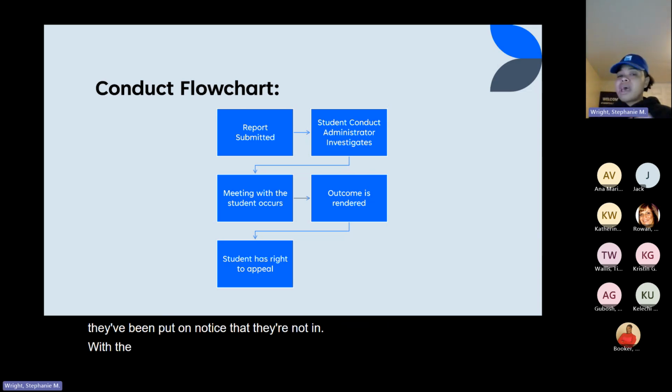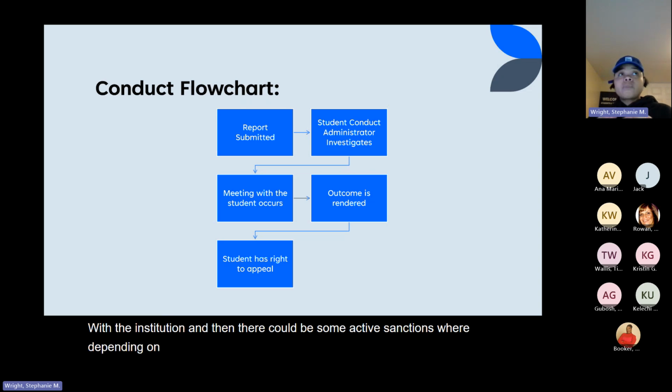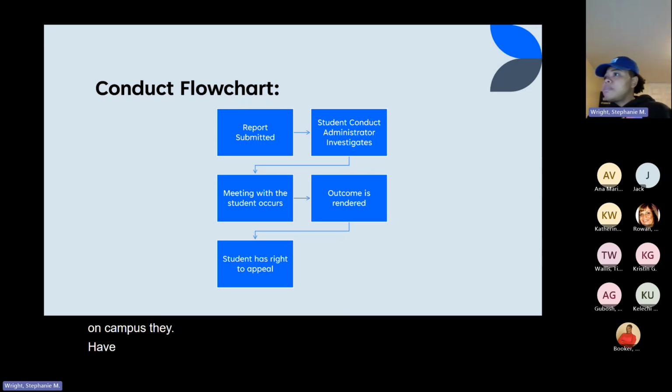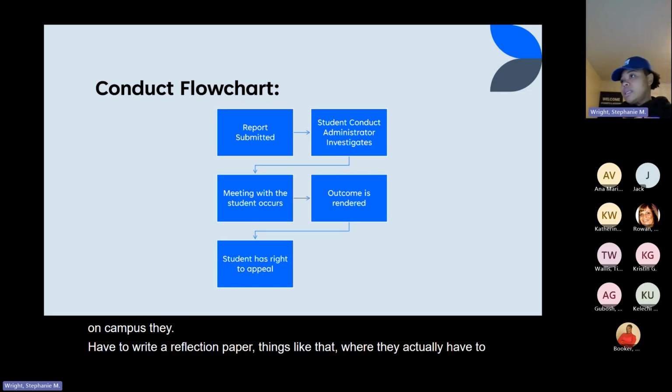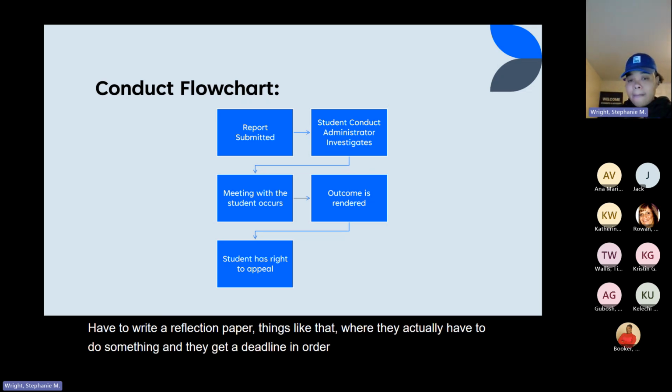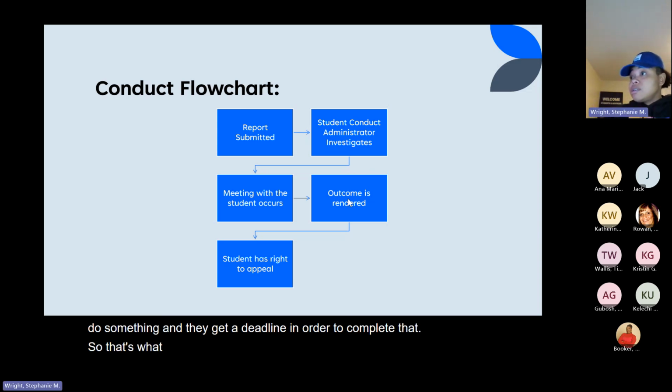And then there could be some active sanctions where, depending on what the act was, they are doing some type of service on campus. They have to write a reflection paper, things like that, where they actually have to do something, and they get a deadline in order to complete that. So that's what that letter entails. They will have a period of time where they can appeal that.